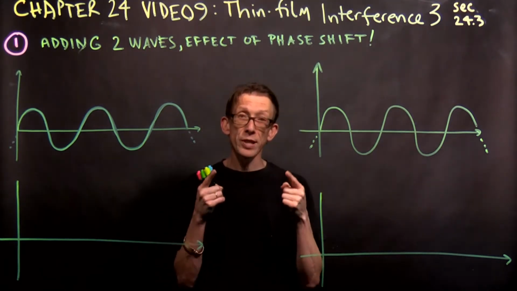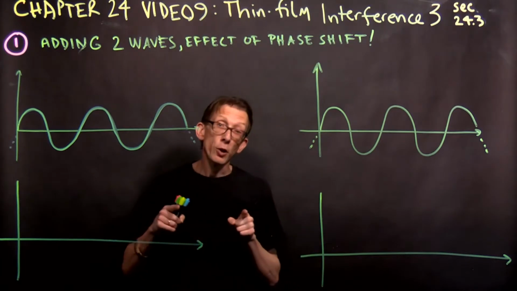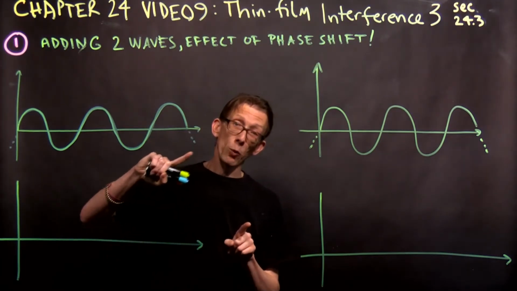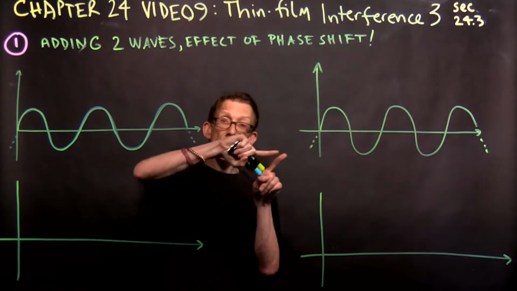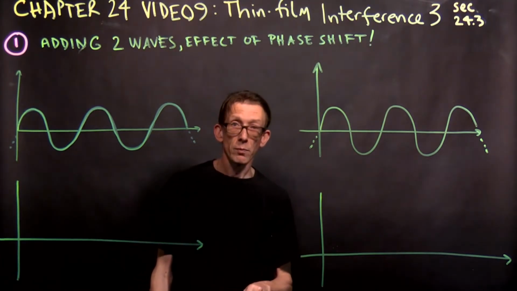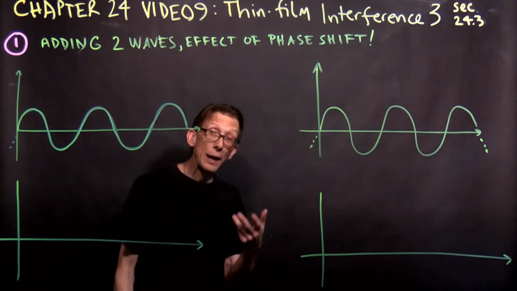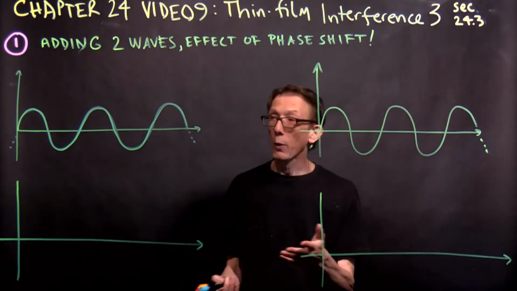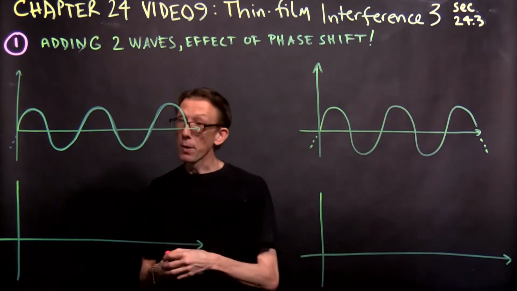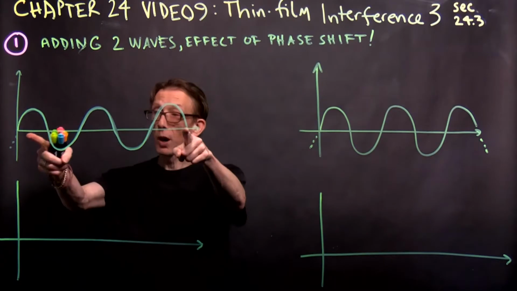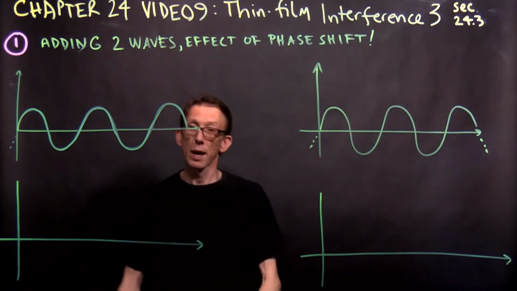Remember with double slit interference, the Young's double slit experiment, two waves: one wave left slit 1, the other wave left slit 2, and they added on the screen. So we're adding waves. This is what we mean by adding waves. I'm going to do it two different ways. Here's a wave. It continues on in both directions.